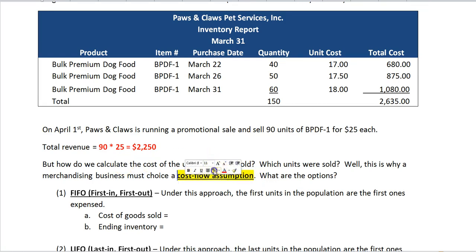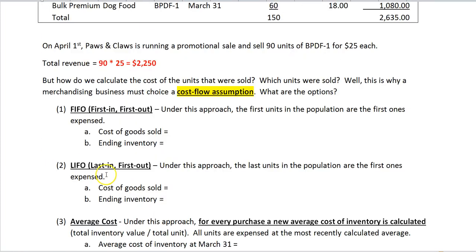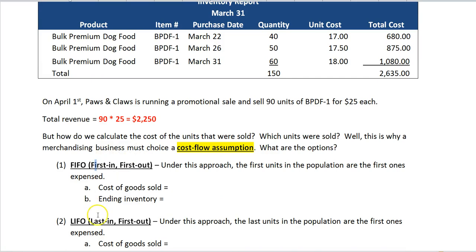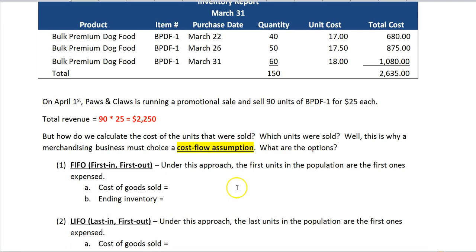So a business has a choice on which cost flow assumption they adopt. We're going to look at 4 different options here. These are the most popular 4. Actually, the most popular are the first 2, FIFO and LIFO. And then we'll look at average cost and specific identification. So the answer is it depends. They have to adopt some type of cost flow assumption.